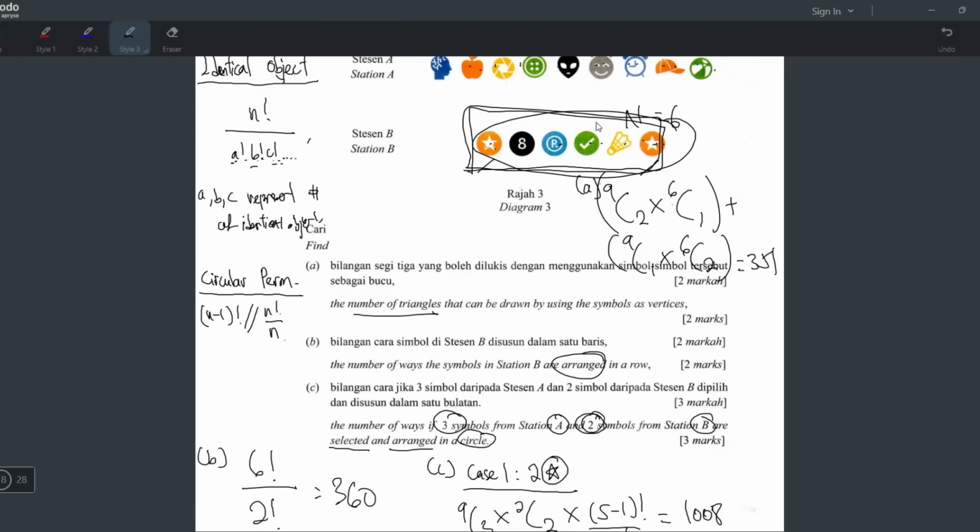Okay. All right. I want to explain using another method. So I will just do it here. Right. So the other method is like this.